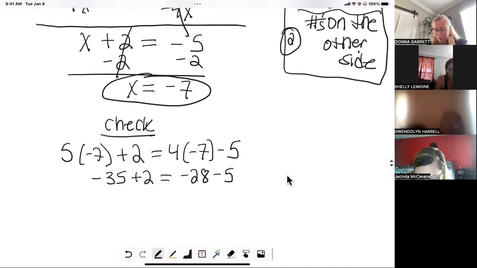So negative 35 plus 2, that's negative 33. And if this right side is negative 33, I got the right answer. So negative 28 minus 5, I'm going to add them, which is 33, and they're both negative, negative 33. So I know my answer was negative 7.